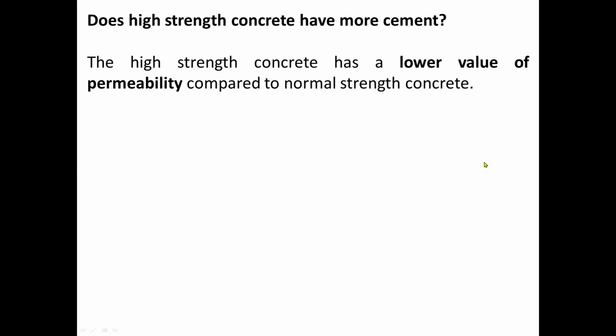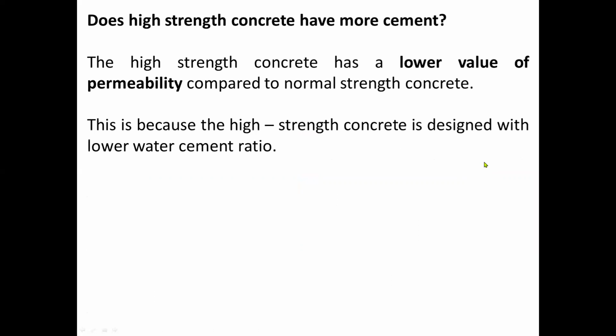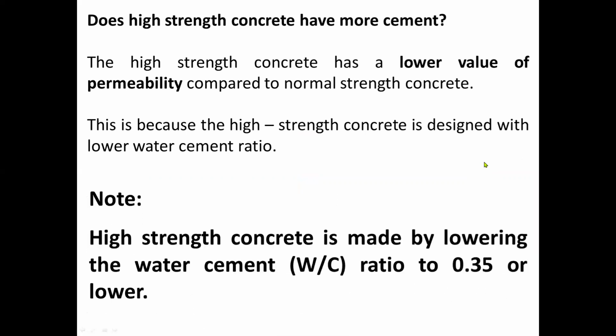Does high-strength concrete have more cement? The high-strength concrete has a lower value of permeability compared to normal strength concrete. This is one reason. This is because the high-strength concrete is designed with lower water-cement ratio. Note, high-strength concrete is made by lowering the water-cement ratio to 0.35 or lower.